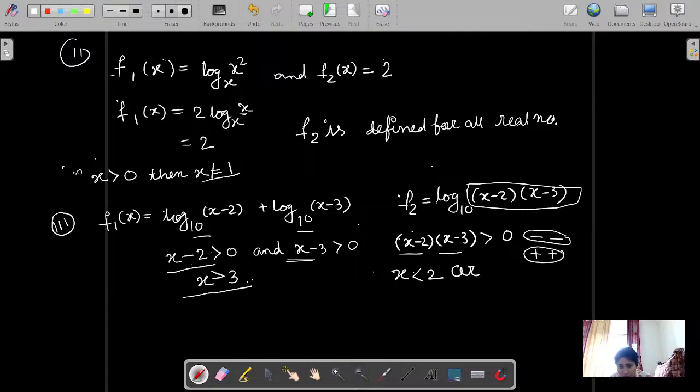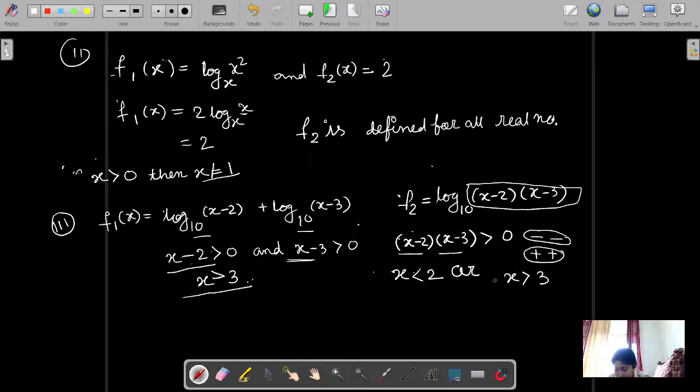Or x greater than 3. Why I wrote or? Because both of these are feasible, right? If I take x greater than 2, then also it is feasible. If I take x greater than 3, then also it is feasible.